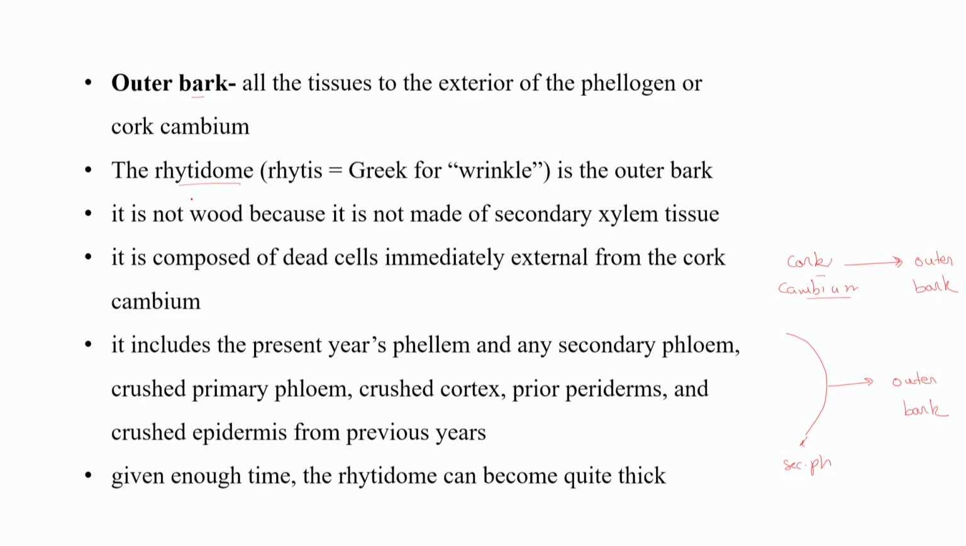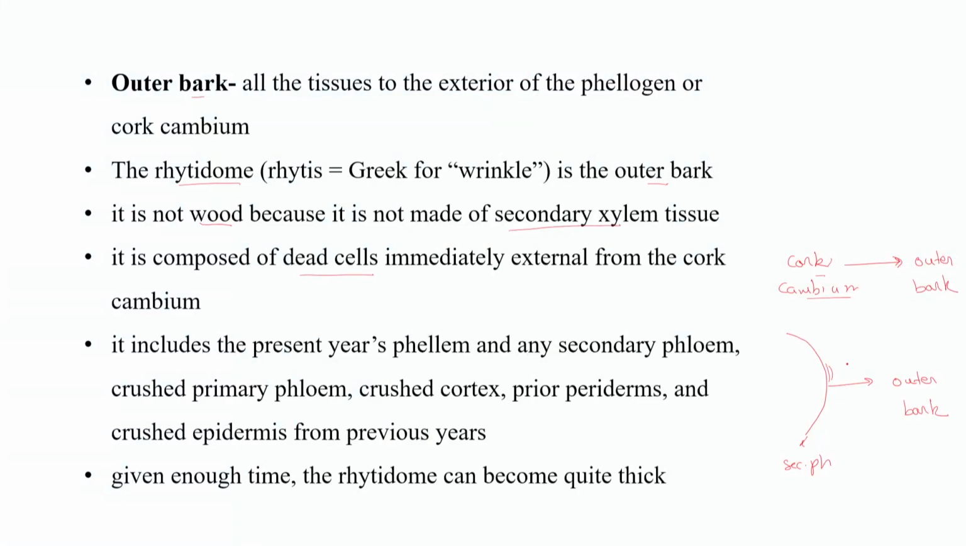Rhytidome is a name which is also given to outer bark. We call them rhytidome also. It is not wood. It appears like wood, you will think it is wood, but it is not, because wood is what? It is secondary xylem. But these barks do not contain secondary xylem at all. Outer bark is mostly made up of dead cells, and it keeps on adding each year. However, their increase is quite less when we compare to the xylem rings, the spring and autumn rings.